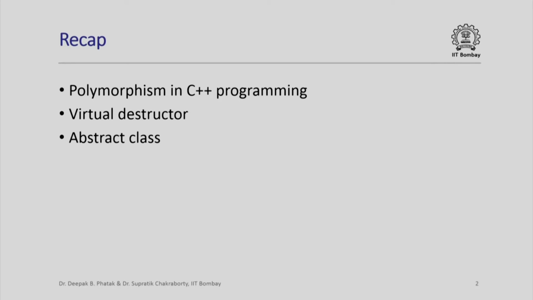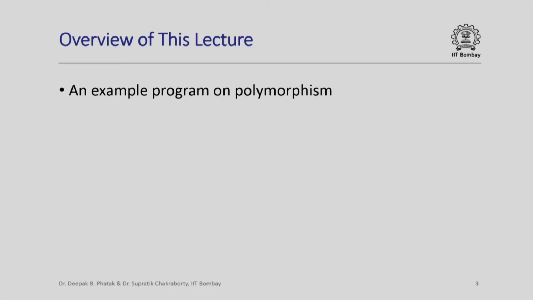So here is a recap of what we studied in the last lecture. We studied about polymorphism in C++ programming. We studied about virtual destructors and abstract classes. In this lecture, we are going to put all of this together to write a simple example program on polymorphism.